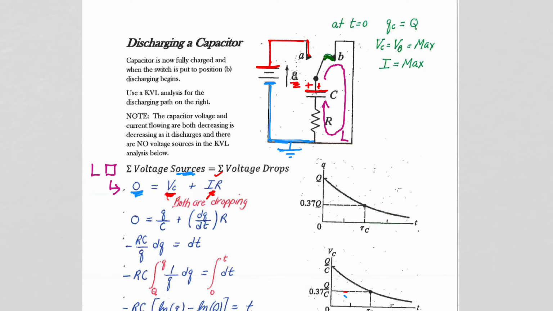Now, the trick to solving the differential equation is no different than the trick we used for charging the capacitor, where we replace the current I with dq dt, and Q equals CV, V equals Q on C. So this is our differential equation. So this is the differential equation that governs the motion of the charged particles as the capacitor discharges.